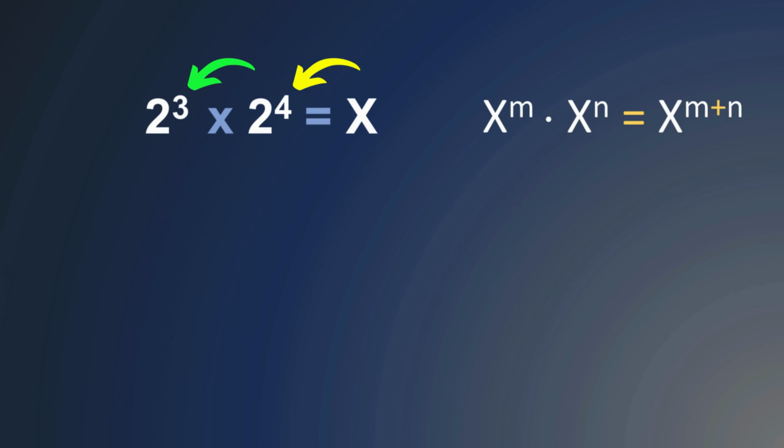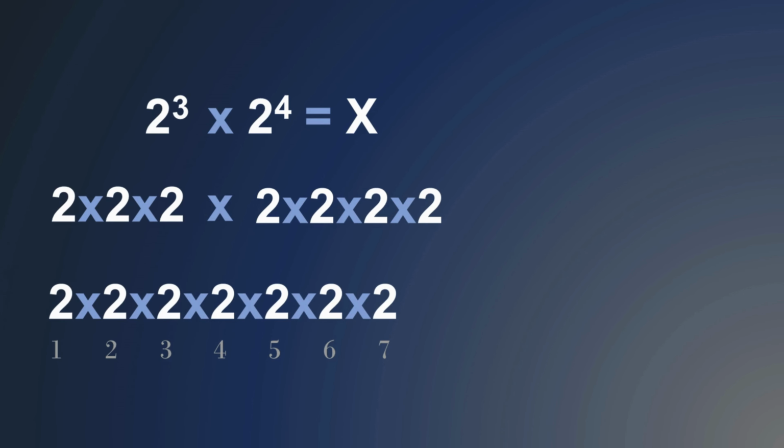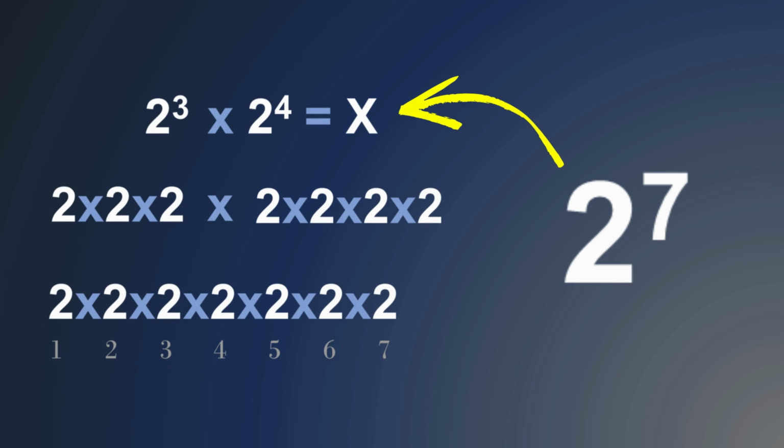Why does this work? Well, 2 to the power 3 is 2 times 2 times 2, and 2 to the power 4 is shown here. When you multiply them together, you're essentially multiplying 7 2's, which is 2 to the power 7. So, adding the exponents makes sense.